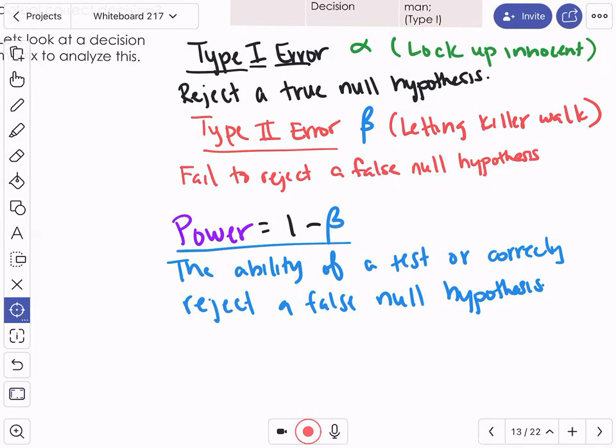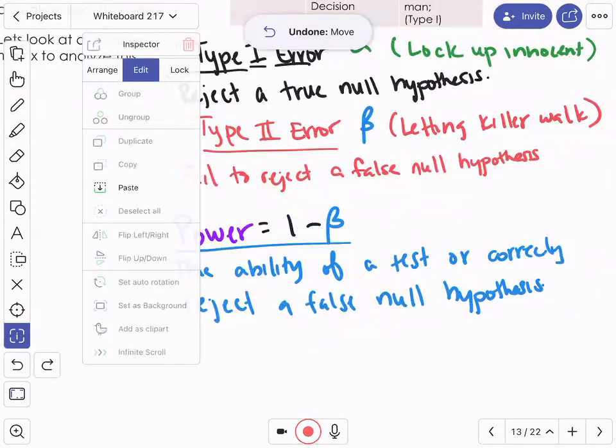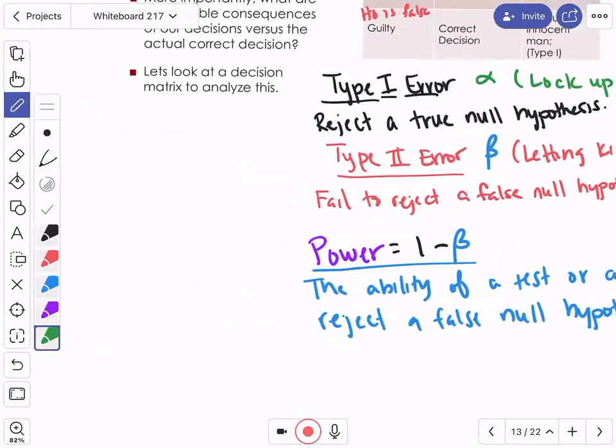So here's what happens then. There's an inverse relationship that exists between alpha and beta. And what I mean by that is this. As alpha increases, beta decreases.